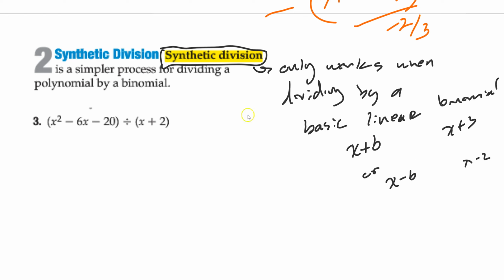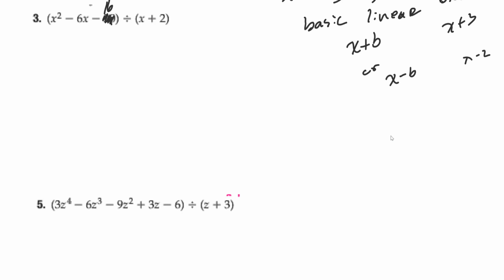Now, synthetic division itself is a little funky. You've got to get used to it. There's a pattern to it, and we'll talk about it. But that's the first key. That's the first key of synthetic division: you can only use it when it's a basic one. Okay, so let's talk about how to do it.